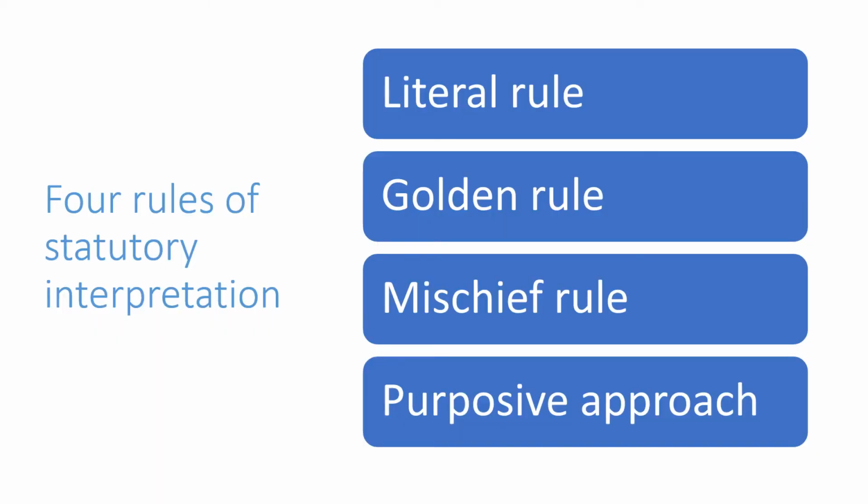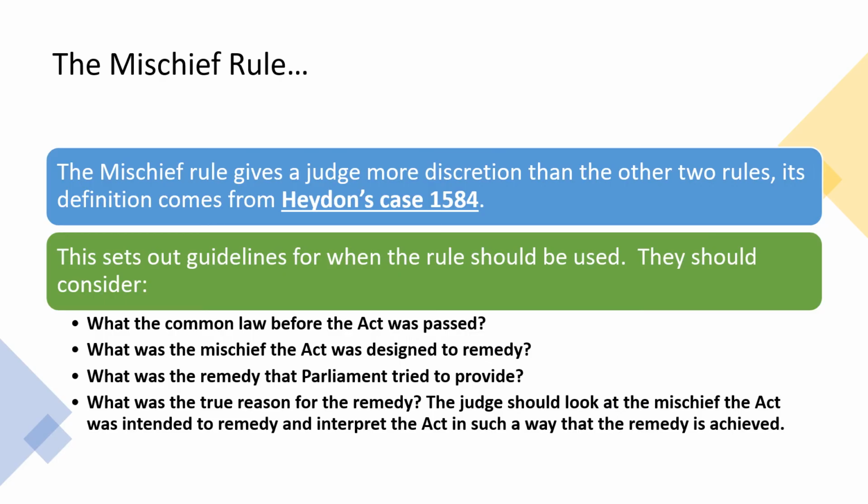So we have now dealt with the golden rule. We're now going to look at the mischief rule. Now the mischief rule gives the judge more discretion again, so we talked about that sliding scale earlier on in the video, than the other two rules. The definition comes from Heydon's case in 1584, and this sets out the guidelines for when the rule should be used. So this is not necessarily something that can be used all the time. It does need to fit within these guidelines.